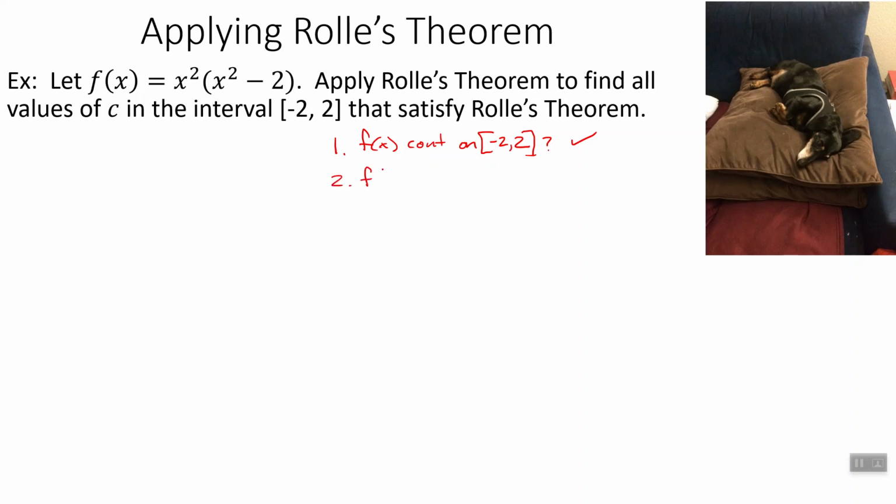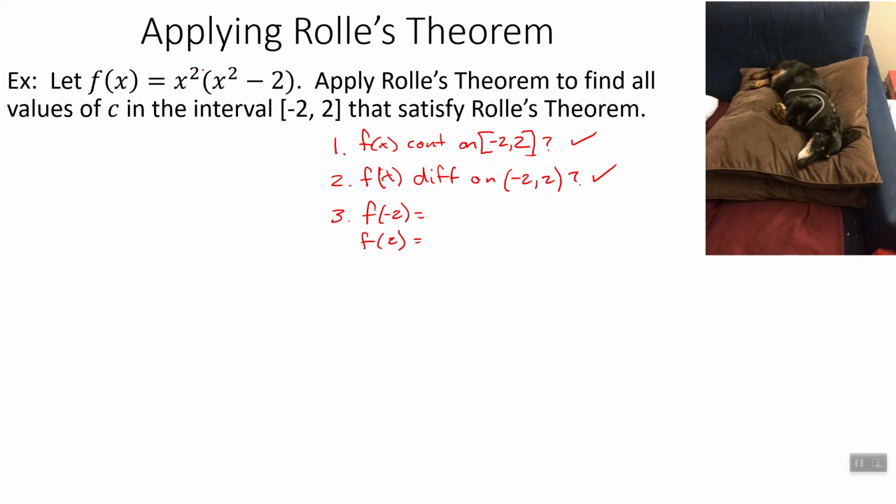Two, f is differentiable. I was going to say f prime exists, but f differentiable on the open interval. So from -2 to 2, we don't care about the endpoints now. So can we take the derivative of this guy and then plug in every point between -2 and 2? Yeah, we can. All right, in step 3, we want to know what's f of -2 and what's f of 2, and are they equal to each other?